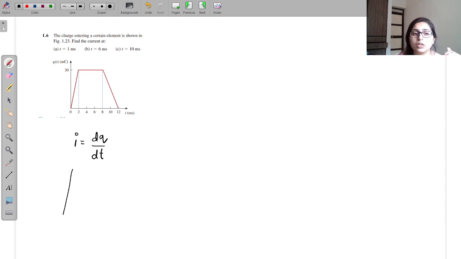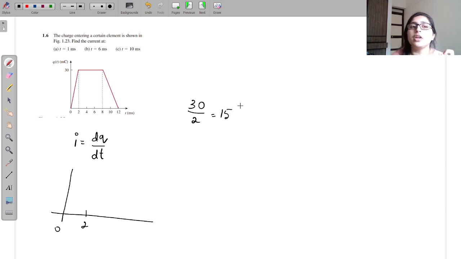So now the value from 0 to 2. You can see here on the y-axis you have 30 and here you have 2. So what will be dq by dt? 30 divided by 2, it is 15. It is positive 15 because it is an increasing ramp. So here it is 15, the magnitude of the step, and here we have a unit step.